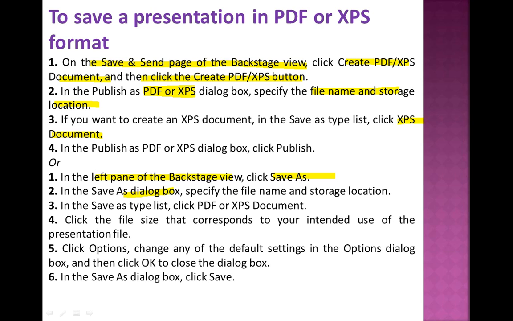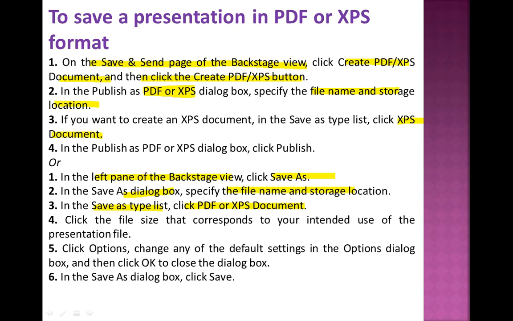In the Save As dialog box, specify the file name and the storage location. Then in the Save as type list, click either PDF or XPS document. Means you can change the type in the Save As box also. You can change the type as the PDF or the XPS document. You can use the option Create PDF or XPS document.